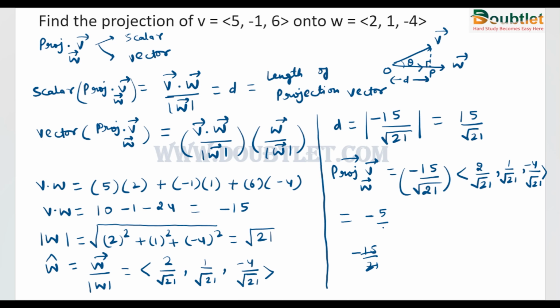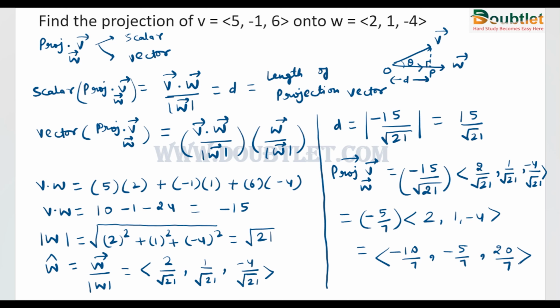So it is basically the constant outside, and now we have to multiply it by 2, 1, comma minus 4. So the projection vector will be minus 10 divided by 7, comma minus 5 divided by 7, and it will become 20 divided by 7. So this is the projection vector, and if you find the magnitude of this, then you will definitely get 15 by root 21. So whichever type of answer is asked in the question, you can mark this.